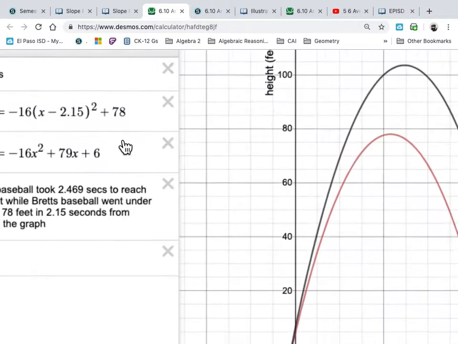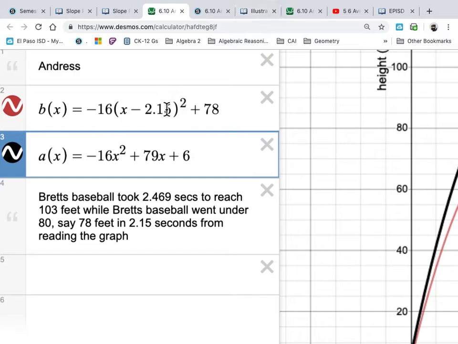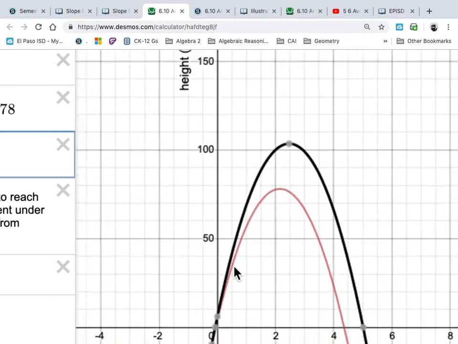Okay, now I decided that according to me, if you look at the graph, at 2.15 seconds, it's 78, and that's how I decided. I decided A was negative 16 for Brett. Andre, they gave you the equation. Okay, so now this is an interpretation of what I saw.